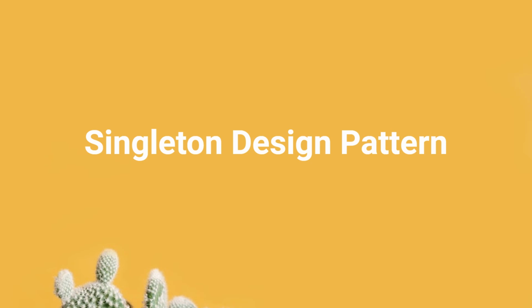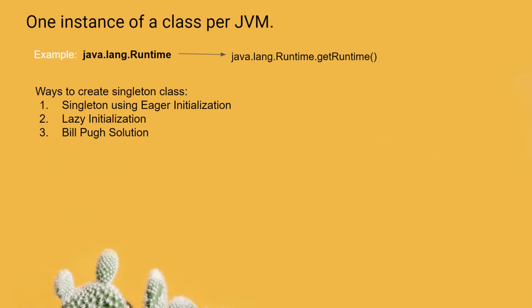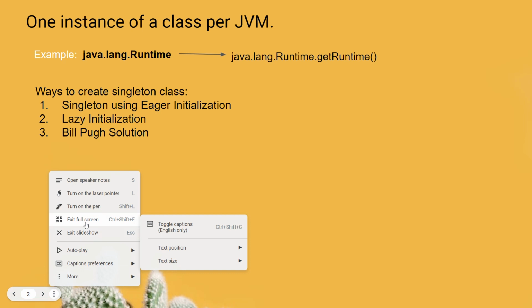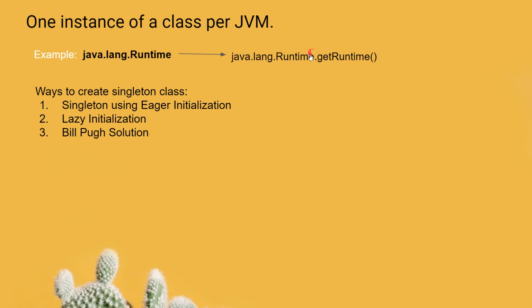Let's talk about the singleton design pattern. The singleton pattern enables an application to create one and only one instance of a class per JVM in all the possible scenarios. So here you can see, for example, the Runtime class. Runtime is a class in Java which is a singleton in nature. To get the object of this class, we just use one factory method, that is the getRuntime method, right? So there are several ways to create a singleton class.